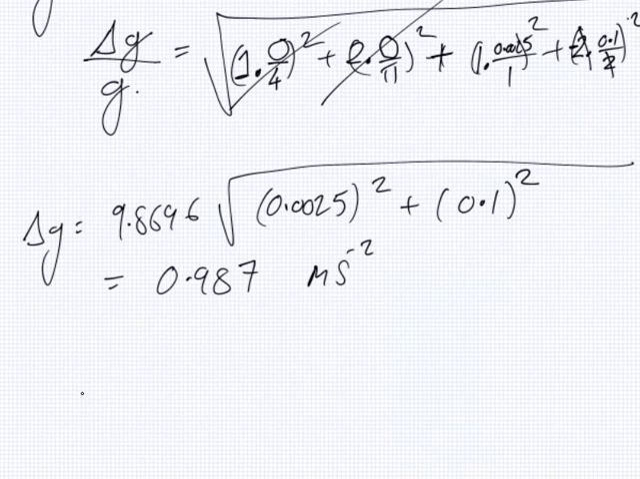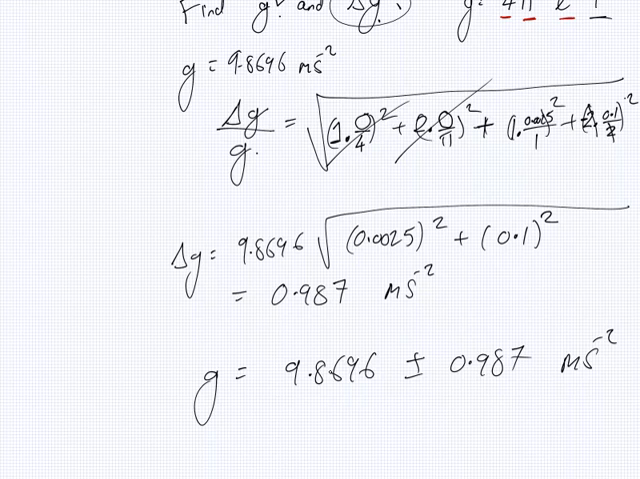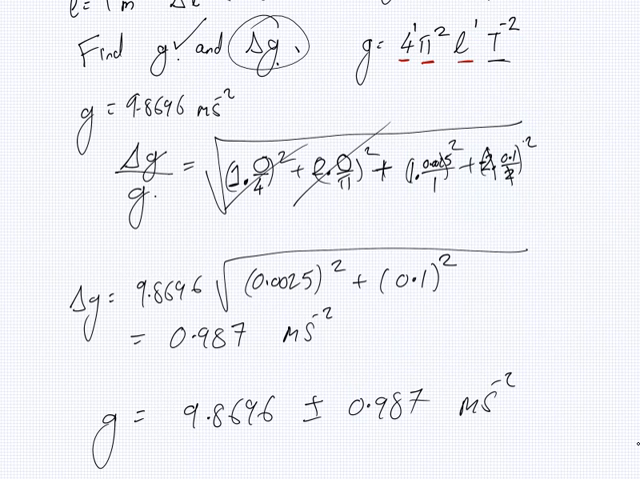So the answer is G is equal to 9.8696 plus or minus 0.987 meters per second squared. Now that's a really big uncertainty, and the reason it's so big is I probably made one of my uncertainties too big at the beginning. I think my L is right, but I probably made my T too big. It's probably better than 0.1. Maybe it's more like 0.05, I'd say. I don't remember because you have the data.